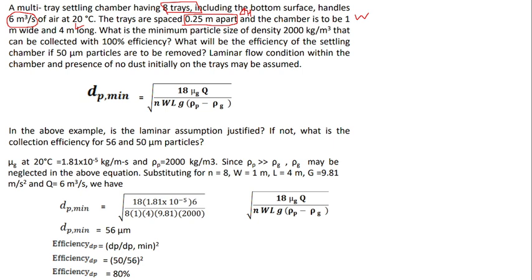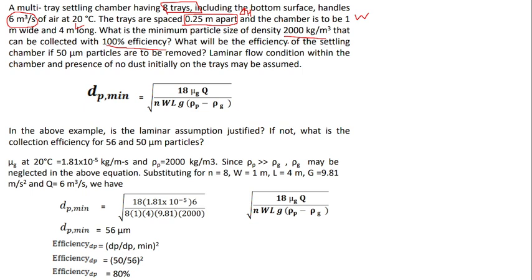What is the minimum particle size of density 2000 kg per meter cube that can be collected with 100% efficiency? They are asking you the particle size, and assume the particle of the particular size has the density of 2000 kg per meter cube, and the collection efficiency should be 100%.